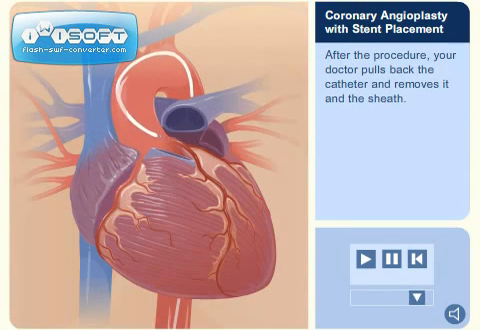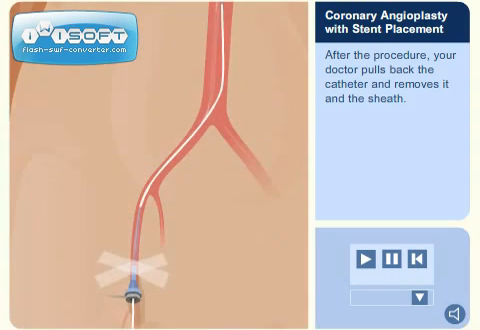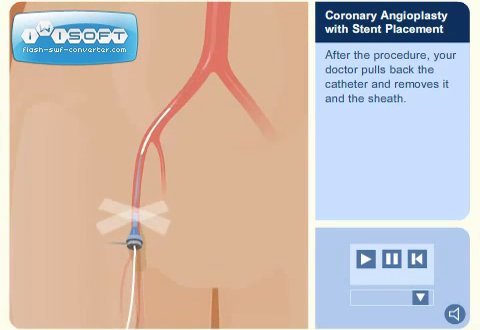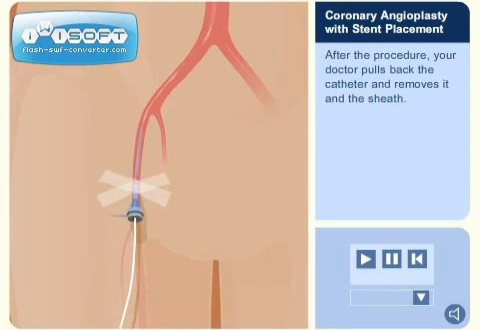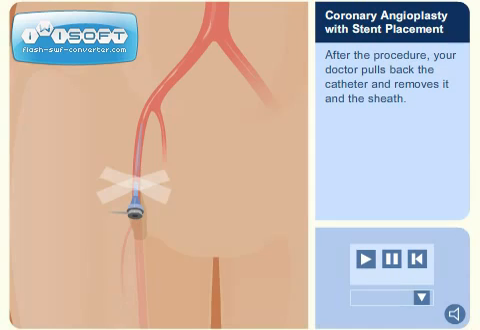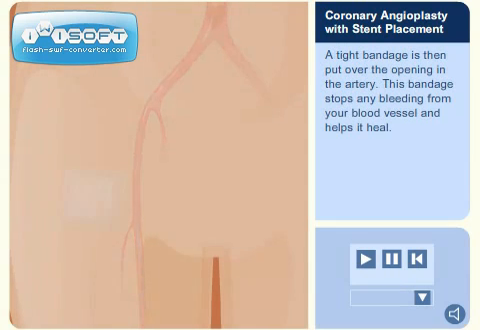After the procedure, your doctor pulls back the catheter and removes it and the sheath. A tight bandage is then put over the opening in the artery. This bandage stops any bleeding from your blood vessel and helps it heal.